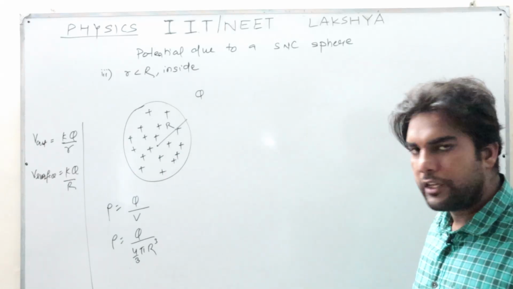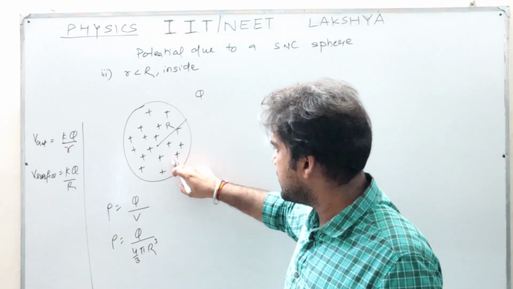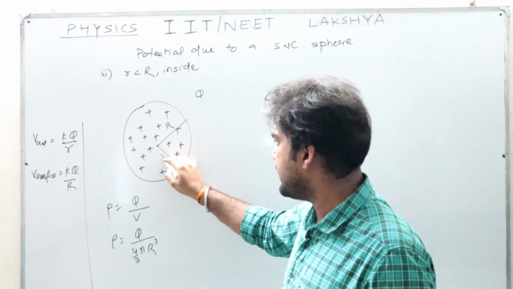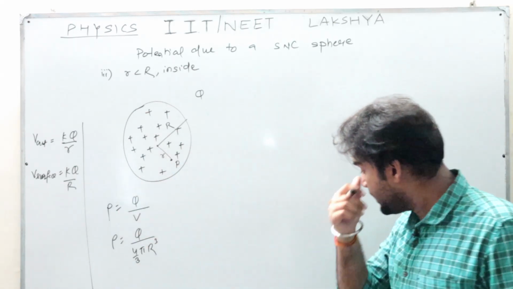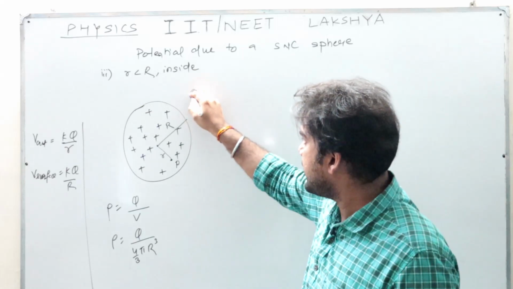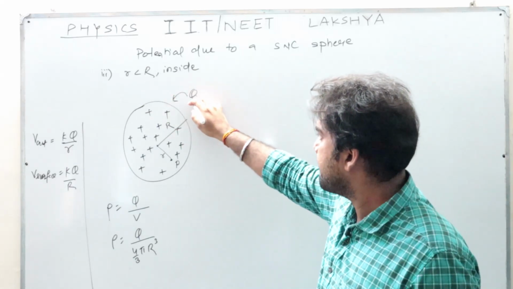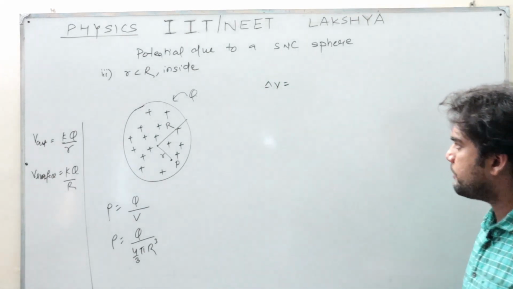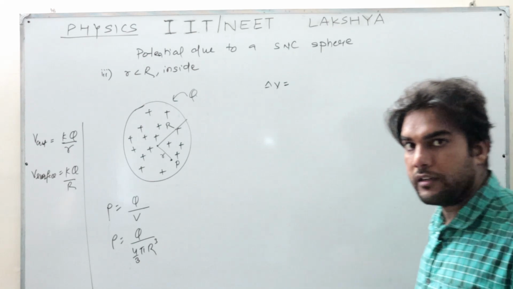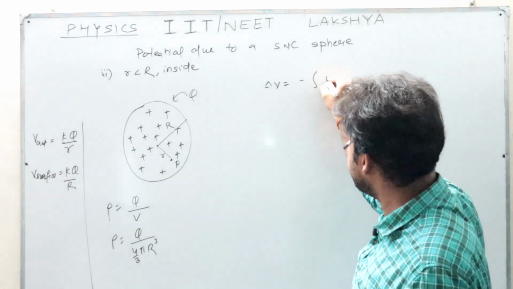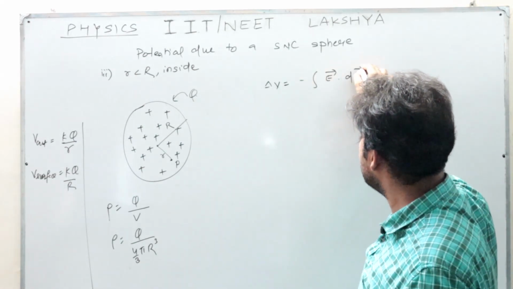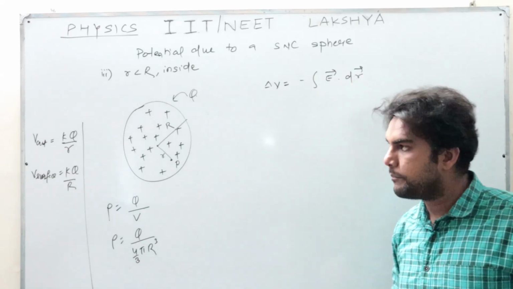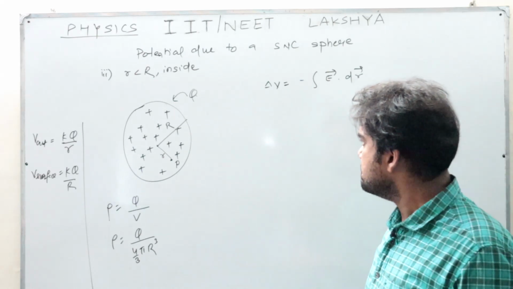Again we are going to make use of the same approach. Let me select a point P at which we are going to find the potential, and its distance from the center is r. We know that the change in potential, delta V, is basically minus integral E dot dr. This is the relationship between potential and electric field.